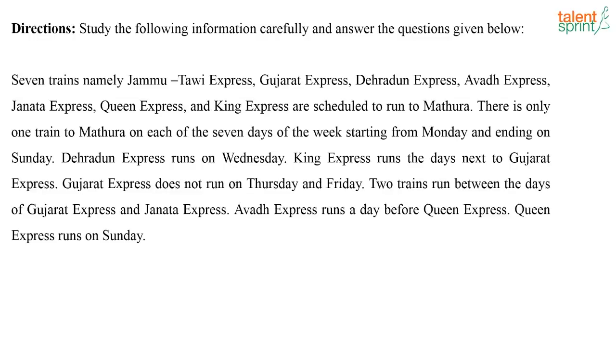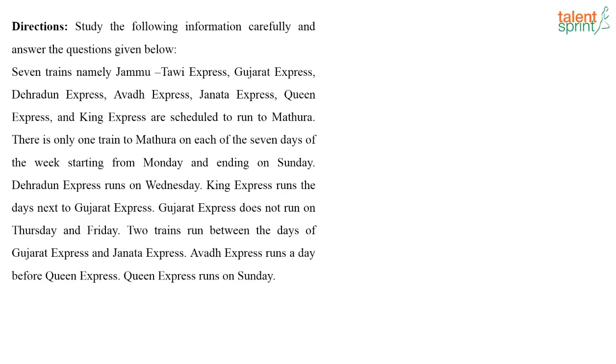Sometimes when we start solving puzzles for this SBI PO and all, you know how long it takes, right? What is given here? 7 trains, namely Jammu Tawi Express, Gujarat Express, Dehradun Express, Awadh Express, Janata Express, Queen's Express and King's Express are scheduled to run to Mathura. There is only one train to Mathura on each of the 7 days of the week, starting from Monday and ending on a Sunday. Okay, so now let me just take the next slide so that you can solve it.